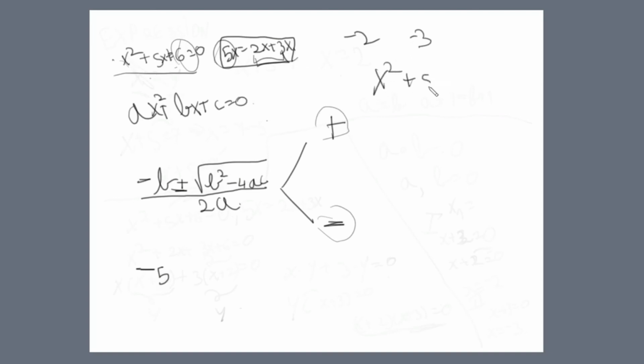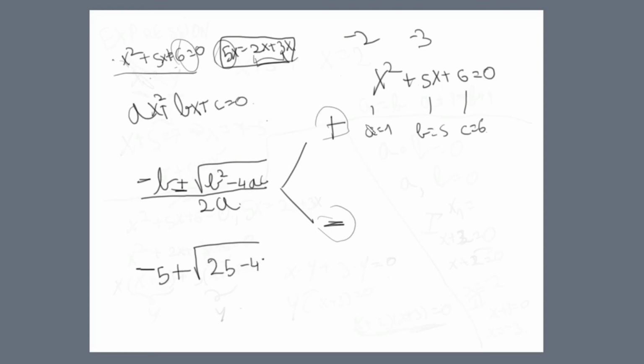We're going to try to apply this formula right here. So it's going to be minus 5, because in here b is 5. I'm going to rewrite the equation here so we can see it better. x squared plus 5x plus 6, and it's equal to 0. So we have a is 1, b is 5, and c is 6. Good.